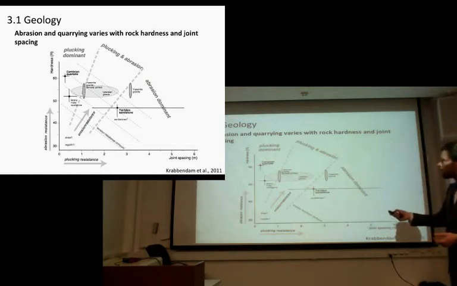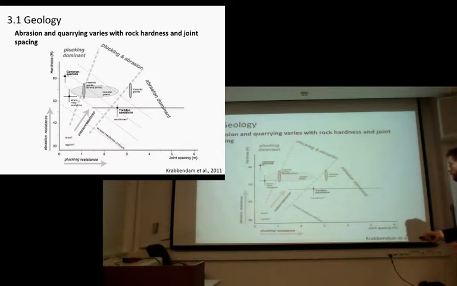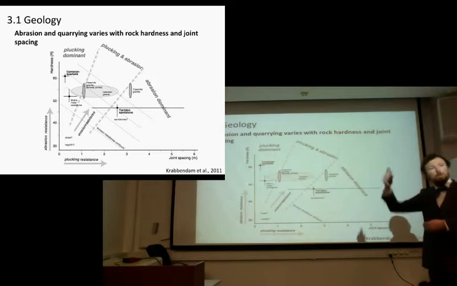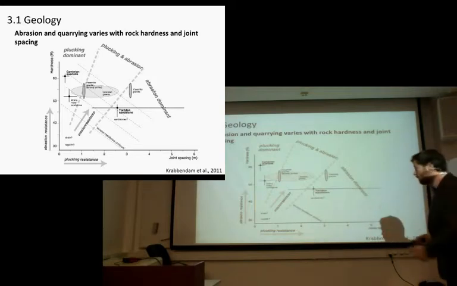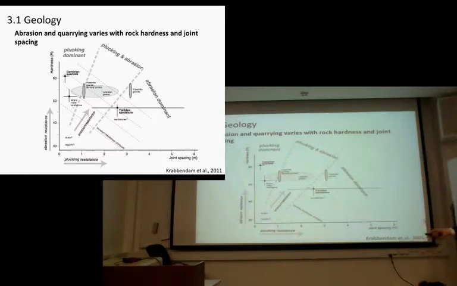And what you have is a plot with the hardness of the rock and then the spacing between joints, because in the rocks you have fractures, sometimes that are repetitive, and so it means that you have a lot of joints here and very little hardness.